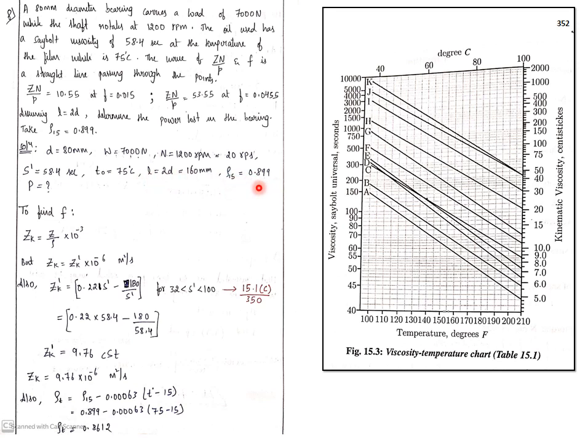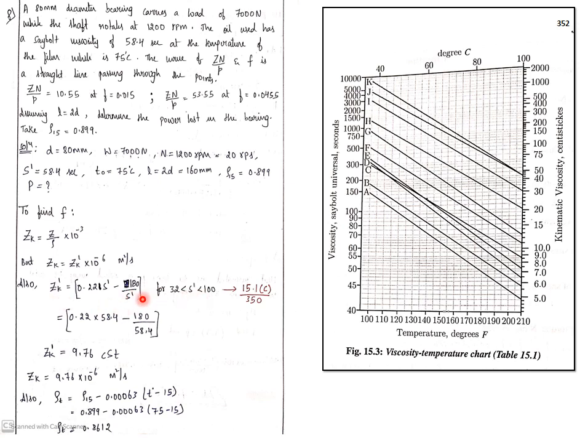Next, the specific gravity is given in the question. He is asking for the power loss in the bearing. So let's see how to start the problem. Initially we need F, so to find F, we know this formula for the kinematic viscosity in terms of centistokes. You can see it in the data handbook, page number 350, 15.1, where the kinematic viscosity is given as a formula in terms of Saybolt viscosity.